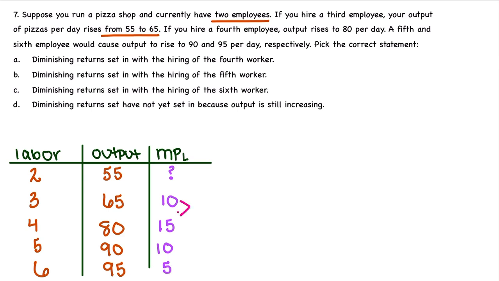So from 10 to 15 is increasing. And from 15 to 10, it's decreasing. Our number started getting smaller, which means that it starts with the hiring of the 5th worker.